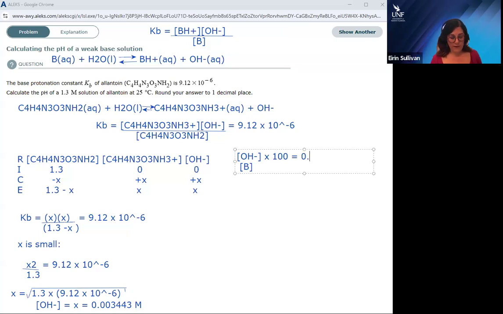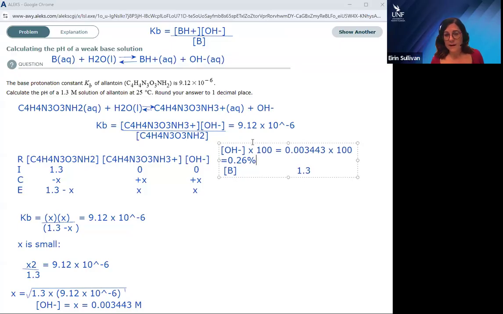So let's calculate that: 0.003443 divided by 1.3 and then times 100. That gives me about 0.26%. There we go. Again, that is going to be less than 5%, so that is fine and dandy.